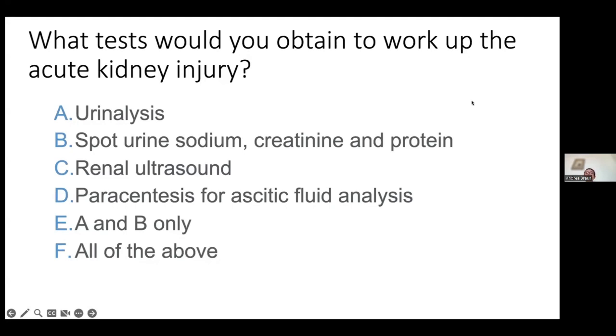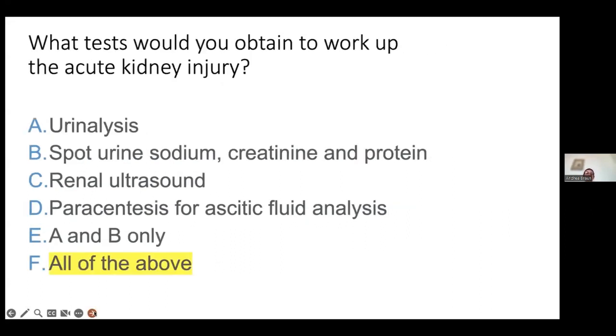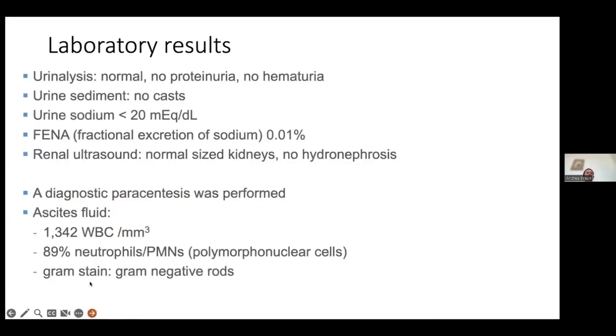Mainly C, E, and F. Yeah. So you would actually do all of the above. So A and B will help you differentiate the cause of the AKI. The renal ultrasound will help you quickly rule out hydronephrosis. D, you need to look for SBP, right? You suspect that based on the physical exam. And then, yeah. So now I'm giving you the results.